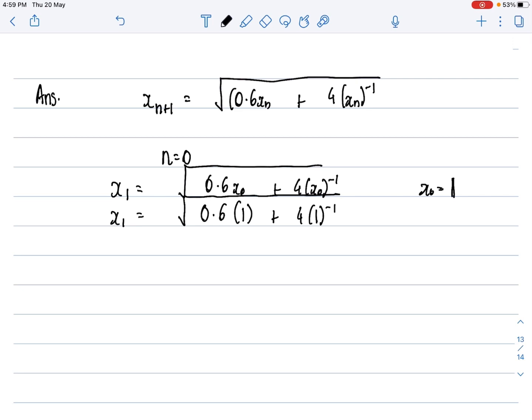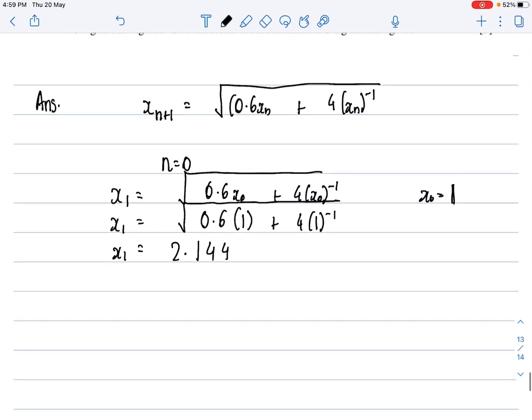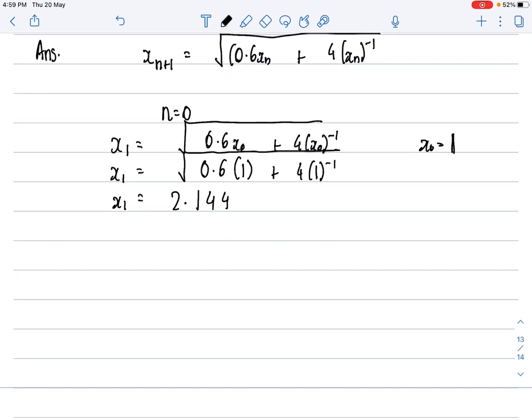So now what you can do is, you can simply solve this on the calci. So write this as root of 0.6 into 1 plus 4 into 1 raised to minus 1. So when you do that, you get your answer as 2.144. I need to write everything to 5 significant figures. 448. Now for x2, what you simply need to do is, where you put 1, remove 1 and put the answer button. So just click on the answer button.